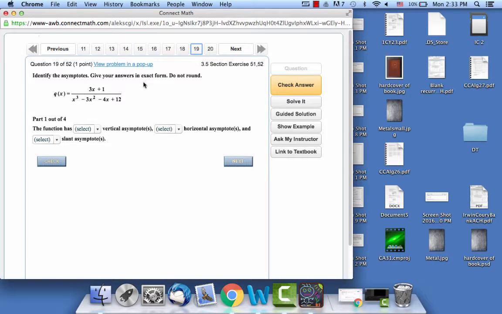We want to identify asymptotes here, vertical, horizontal, and slant.